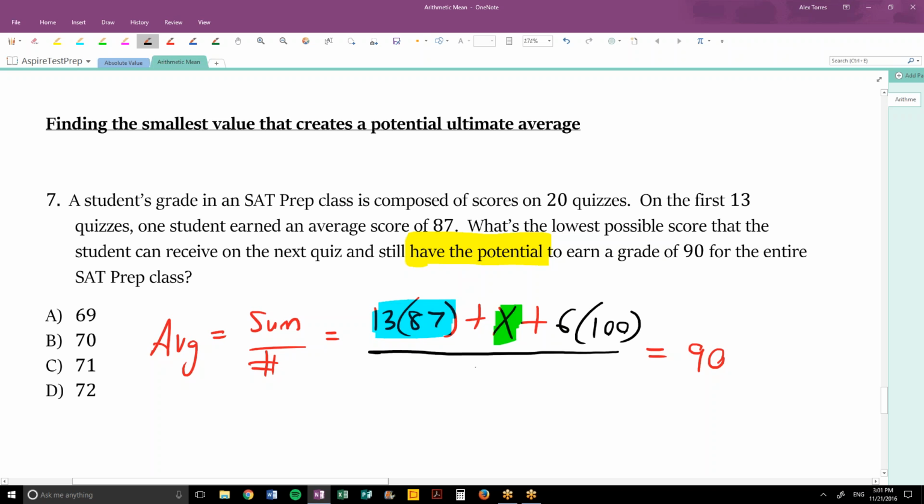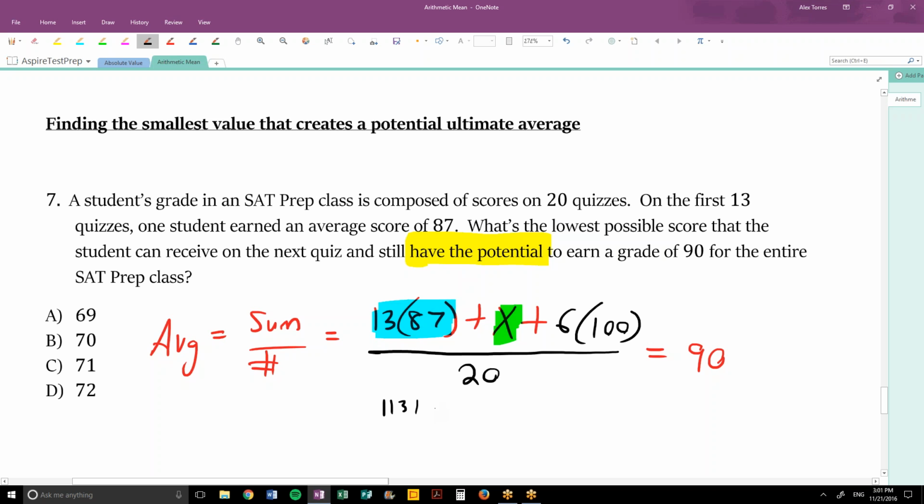And it's an average of 20 scores, so we have to divide it by 20. And this is our expression. 13 times 87 plus x plus 6 times 100 all over 20 equals 90. Going ahead and multiplying the 13 times the 87, we get 1,131.